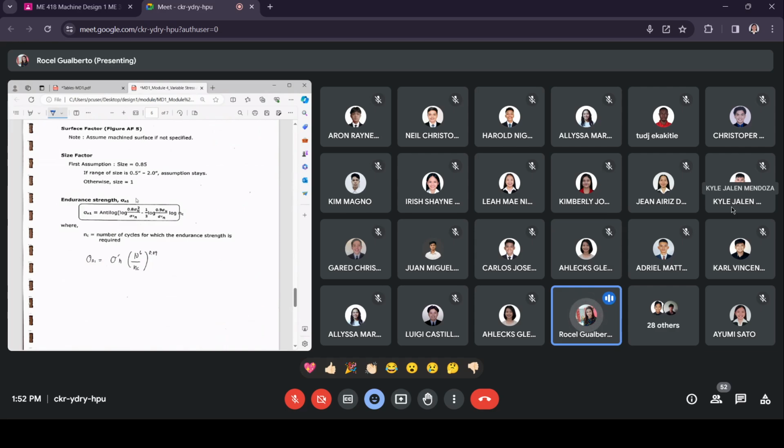So, endurance strength, you will be using sigma n1 for your equation, okay? So, the equation involves sigma n1. And what is this equation? Antilog of the quantity, okay? Antilog of the quantity, log of 0.8 sigma u squared over sigma prime n, minus 1/3 log of 0.5 sigma 0.9.